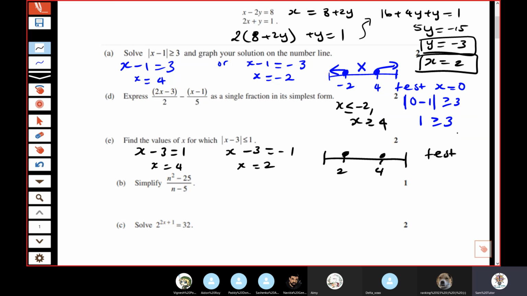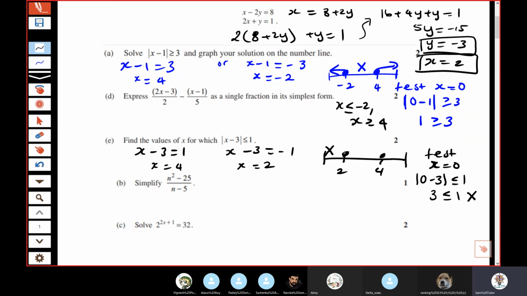Test. I'm going to test x equals 0 again, which is somewhere here. Sub it into the original. 0 take away 3 is negative 3. Absolute value of that is 3. Is 3 smaller than or equal to 1? Is 3 smaller than 1? No. So again, 0 failed.